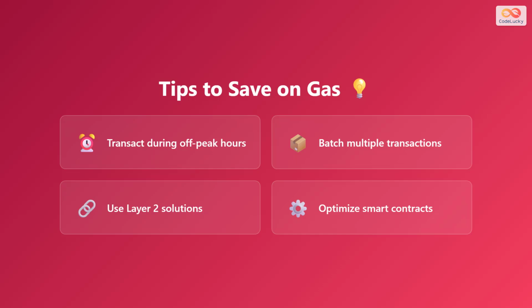There are several strategies to reduce your gas costs. First, transact during off-peak hours when network demand is lower, typically on weekends or late at night. Second, batch multiple transactions together when possible to save on overhead costs. Third, consider using Layer 2 solutions like Arbitrum or Optimism, which offer much lower fees. Finally, if you're a developer, optimize your smart contracts to use less gas. These simple strategies can save you significant money over time.